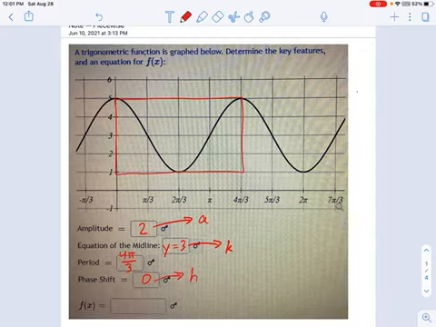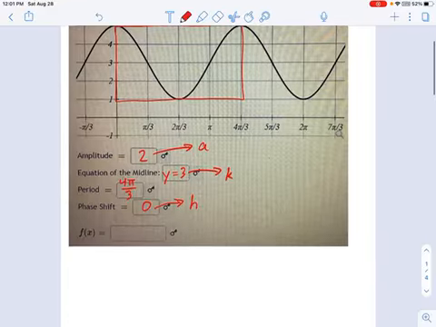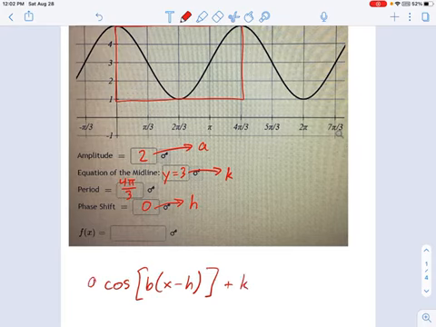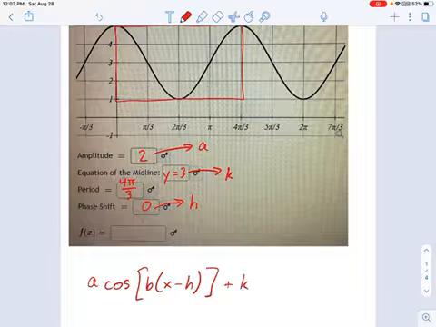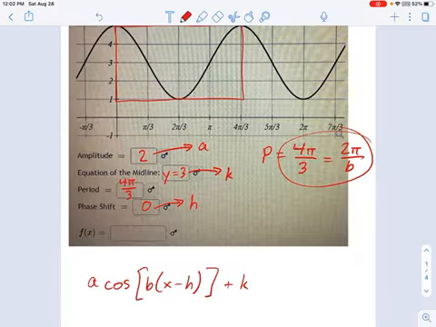And these are all going to go into a big equation. Remember, this is a cosine function. We said this is a cosine function. And you see where all these variables are fitting in here. Plus K. We've got our A over here. So I know A, H, and K. I just need to figure out B. I don't know B yet, but I do know that the period is 4 pi over 3. And that is equal to 2 pi over B. That's the period equation. So we need to solve this. And once we solve it, we get B.